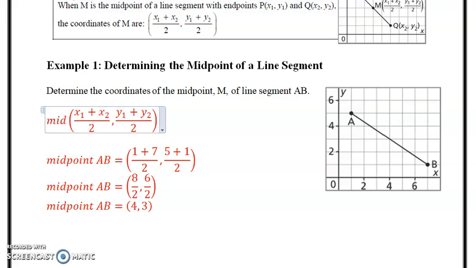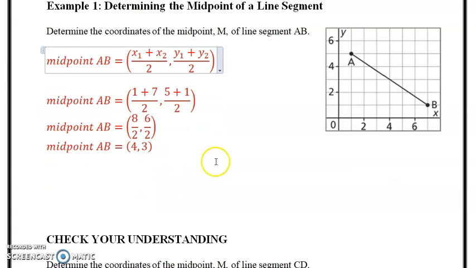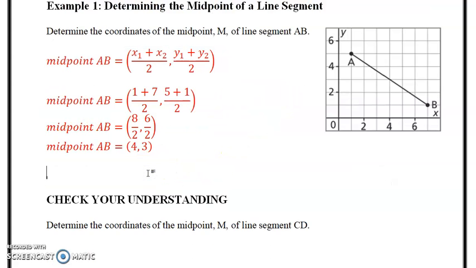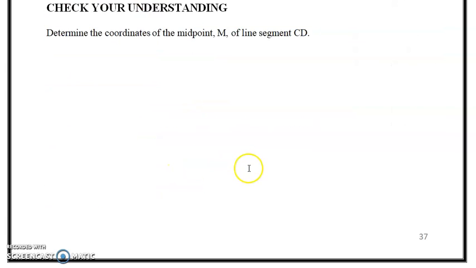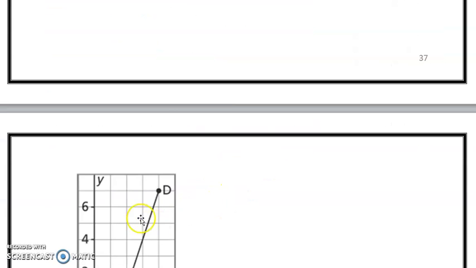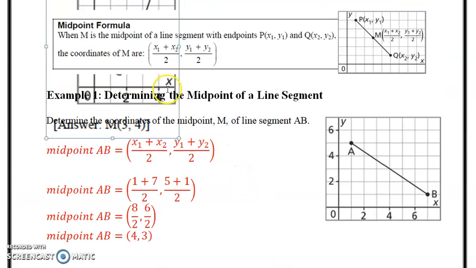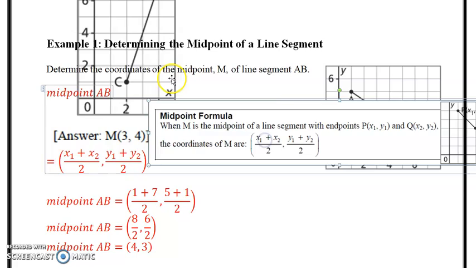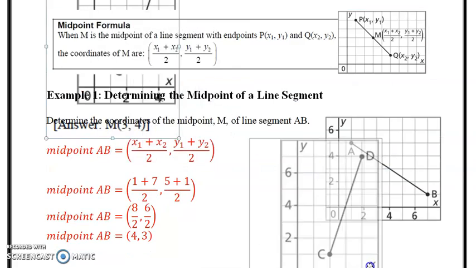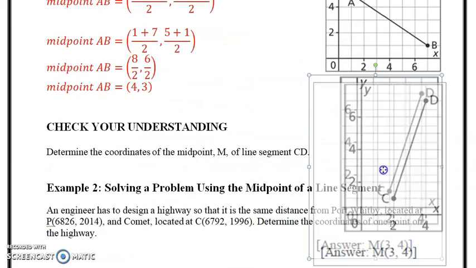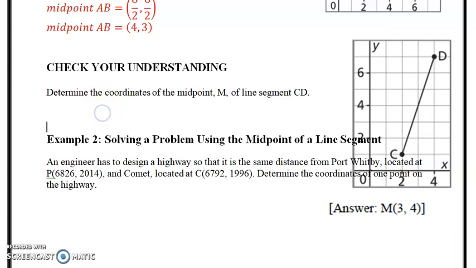So the midpoint of AB, when you use that formula, that's the midpoint formula. Pretty straightforward. There's a check your understanding question there as well. We lost our graph, so I'll bring that back up. Apologies. We'll take that down after the question, and then we'll look at example 2.